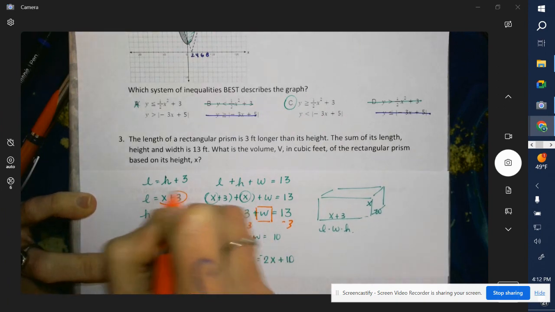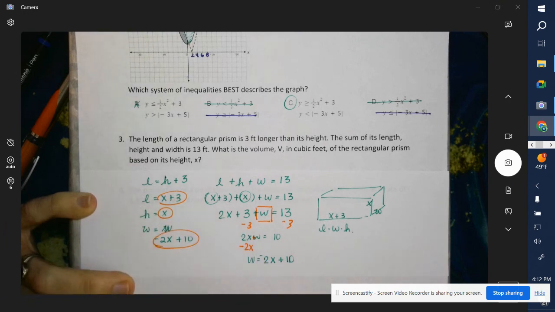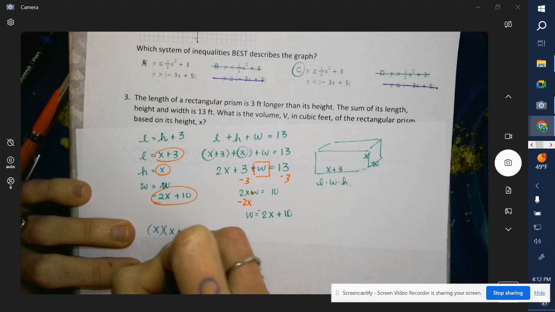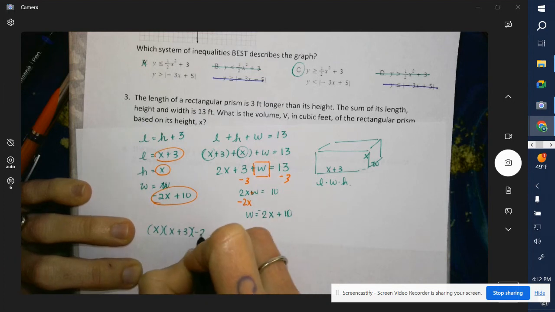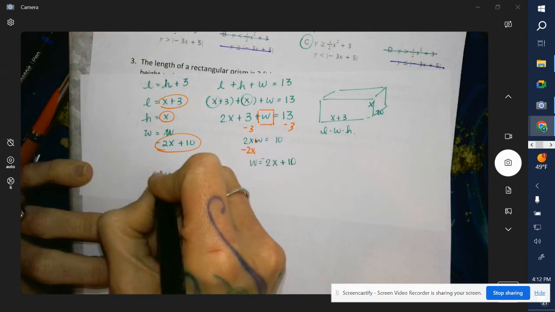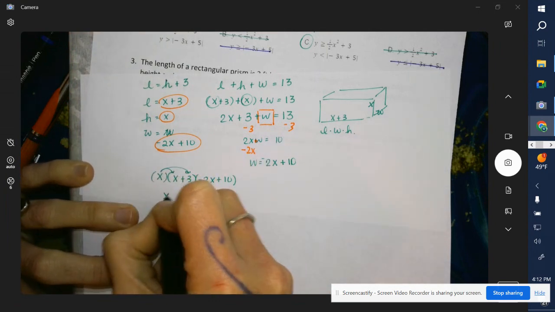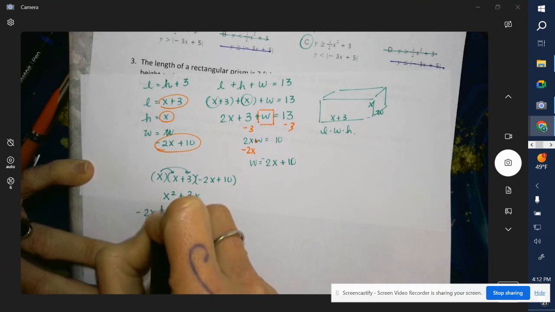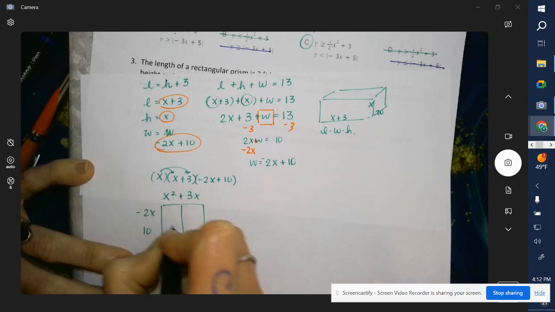We're now going to multiply these 3 together because that's how we get volume. So height times length times width. You can use the box method, you can FOIL. I'm going to just distribute this x through here. So x squared plus 3x times negative 2x plus 10. I think if I remember, most of you like box better.